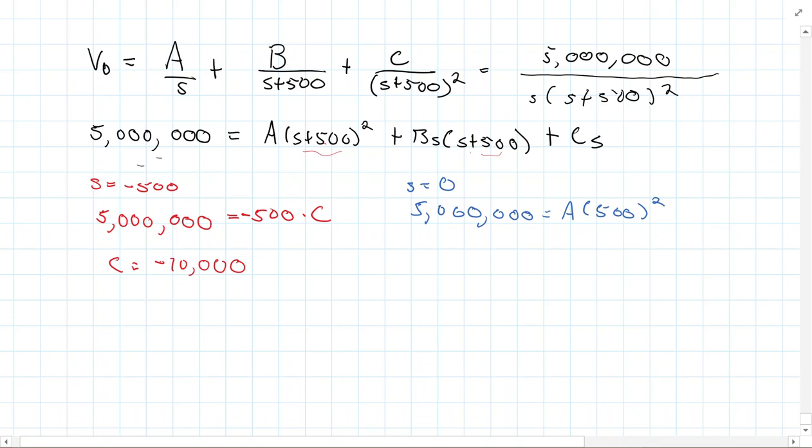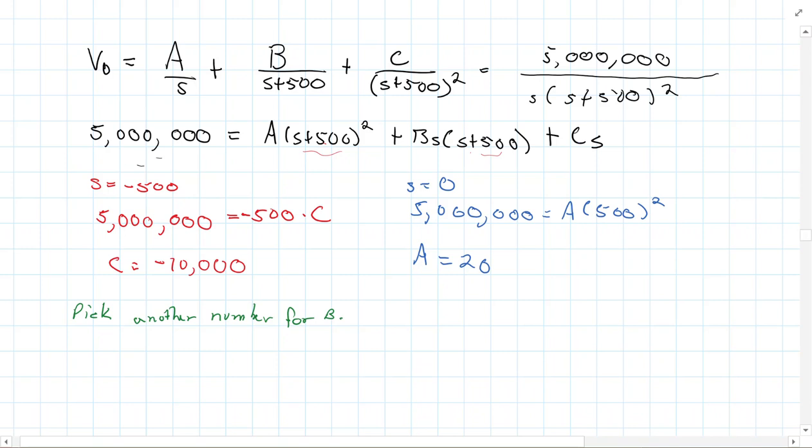And then going through that, you would get A is equal to 20. Now to find B, we know A and C at this point, so we just pick another number for B. Often, as I said in other examples, we've picked 1. And we could do that, and it would work just fine.